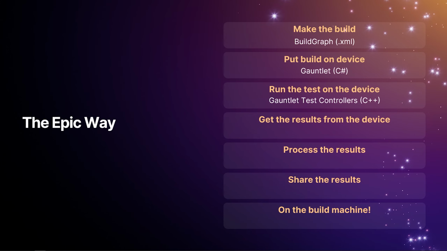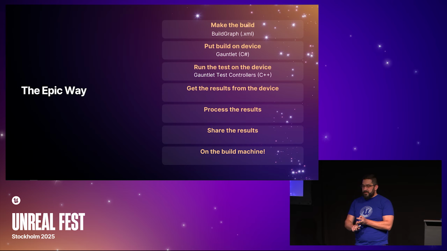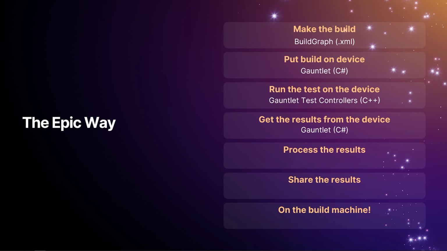The test on the device is going to be something called a Gauntlet test controller, which is going to be in C++, driving automated tasks outside of the automation test framework for runtime functional tests, especially with networking. And then, to get the results back off the device, we're back at Gauntlet. We have some command line tools for processing results from both the CSV profiler and Unreal Insights. Sharing the results, it's kind of up to you. We'll talk about that later.